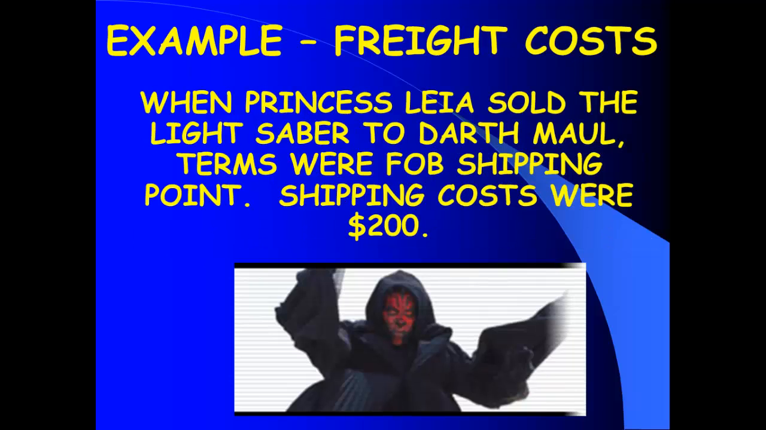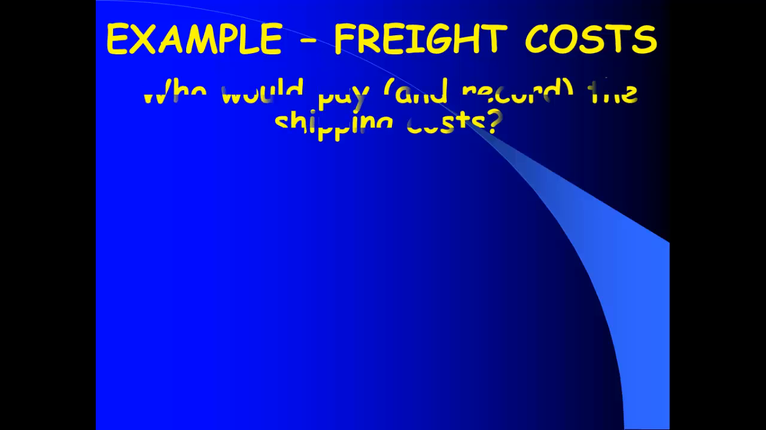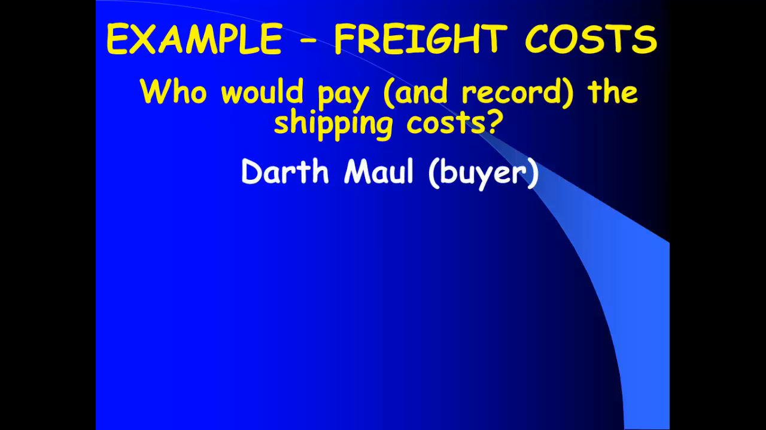When Princess Leia sold the lightsaber to Darth Maul, the terms were FOB shipping point, $200 in shipping costs. Well, let's make a journal entry. If it is FOB shipping point, legal title to the goods passes at the point of origin, when we put them on the plane, the train, the boat, the spaceship, whatever, to send them to a customer. At that moment, they become the property of the buyer. So who owns those goods while they're in transit, the buyer or the seller? The buyer.